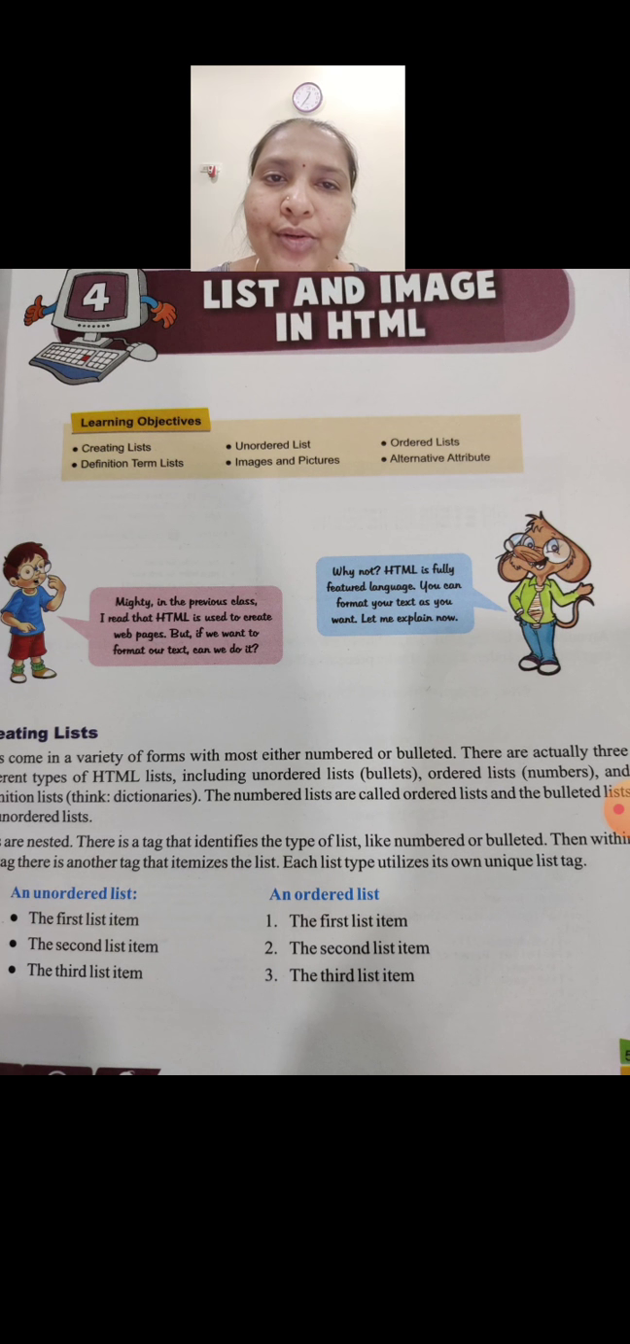Okay, so today in this class we are going to study the fourth chapter, that is list and image in HTML. I think in your 7th standard you have learned about HTML. I think all of you might know about HTML. That is, HTML means hypertext markup language.